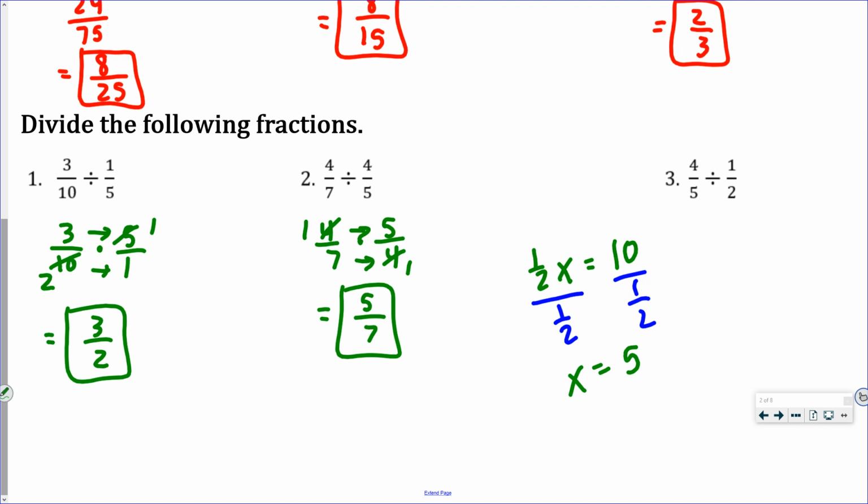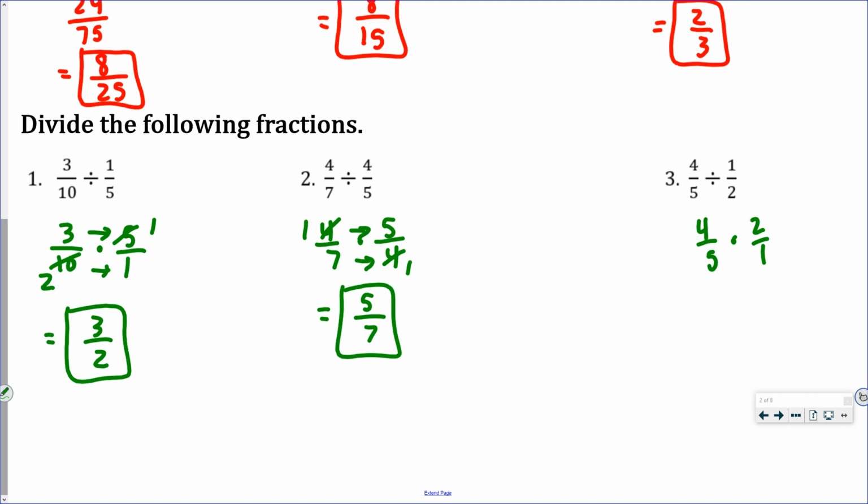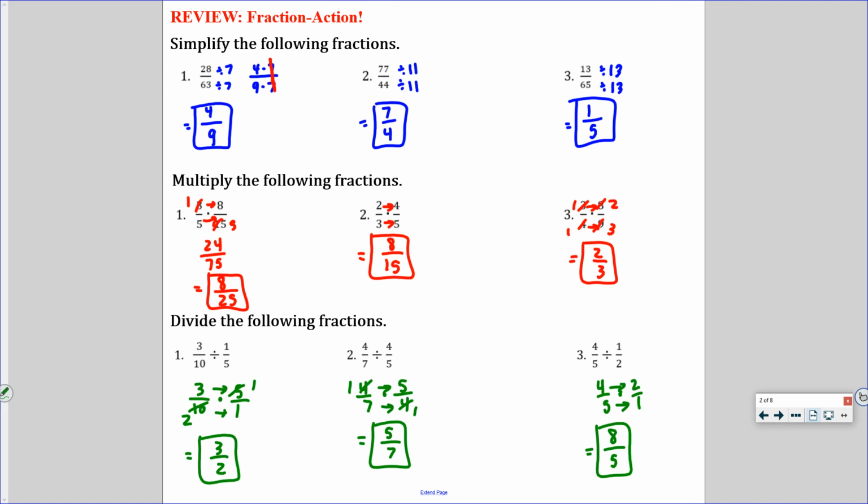But instead of dividing by half, that's the same math as timesing by 2. Timesing by the reciprocal. And I know that 10 times 2 is not 5. That should have been 20. Okay, so over here, keep, change, flip. 8/5. Again, leave it as improper fraction. Okay, there's just a little fraction review. Never hurts. But we will be simplifying ratios in this lesson.